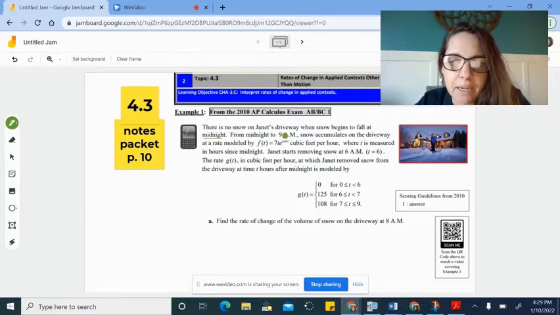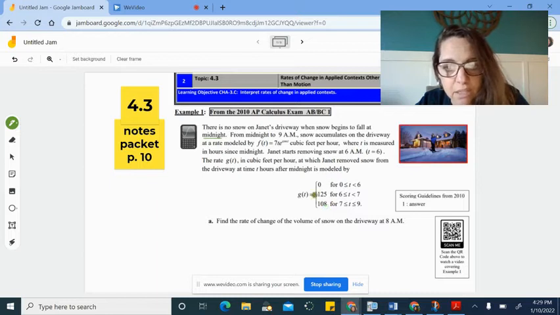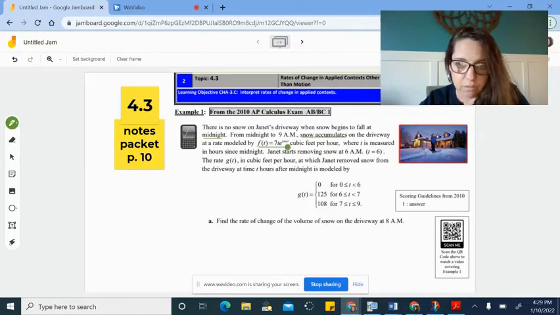So from midnight to 9 a.m., the snow accumulates on the driveway at the rate modeled by this, in cubic feet per hour, where T is measured in hours since midnight. Janet starts removing snow at 6 a.m. The rate in cubic feet per hour at which Janet removes snow from the driveway, T hours after midnight, is modeled by this. So the snow is falling at this rate. It's accumulating, right? There's the ground and the snow is building up on the ground at this rate. And it's being removed at this rate.